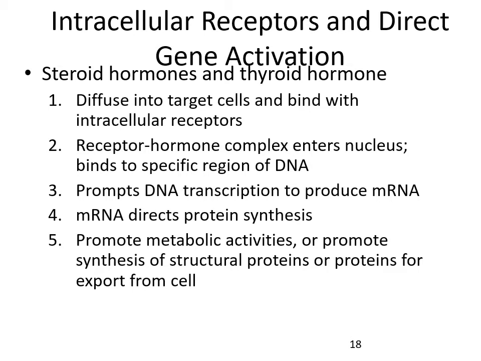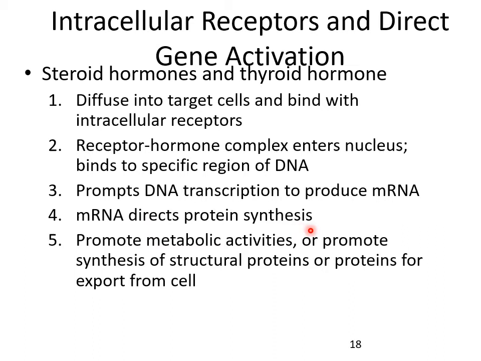So, intracellular receptors and direct gene activation. This is how steroid hormones and thyroid hormone work. So this is how they work. They diffuse right into the target cells and bind to intracellular receptors inside the cell. That receptor hormone complex goes into the nucleus, binds to a specific region of the DNA in the nucleus, prompts transcription, makes a copy to produce something called a messenger RNA, which is a copy of that portion of the DNA. Then that messenger RNA leaves the nucleus, goes to a ribosome, and directs protein synthesis.